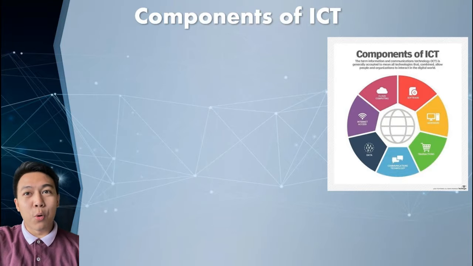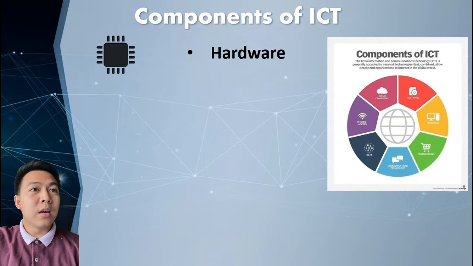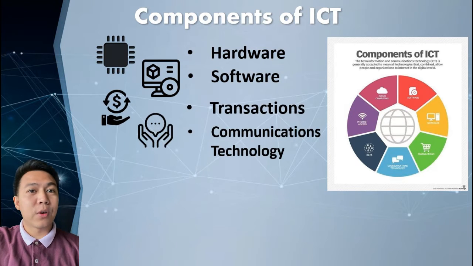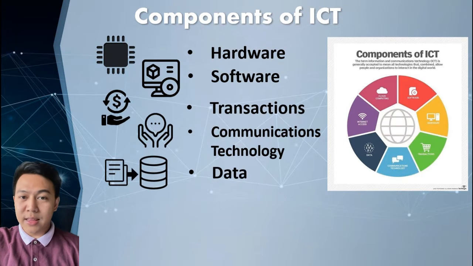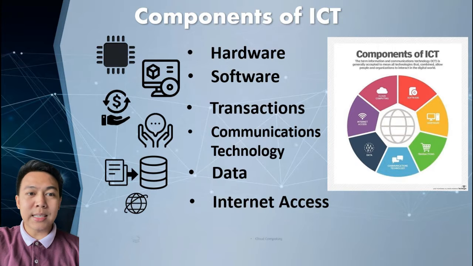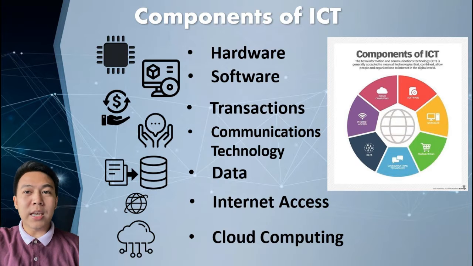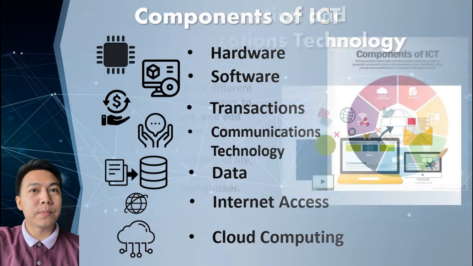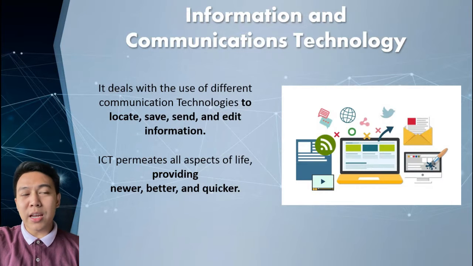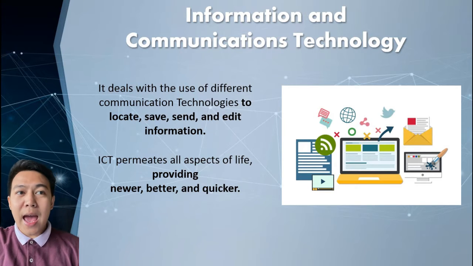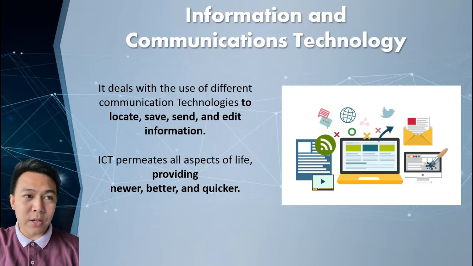So let's see the different components. We have the hardware, we have software, we also have transactions, communication technology, data, internet access, and cloud computing. So here are the different components that help us manage our technology in our everyday lives. So information and communication technology deals with the use of different communication technologies to locate, save, edit, and send information.